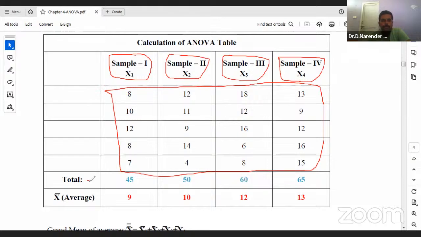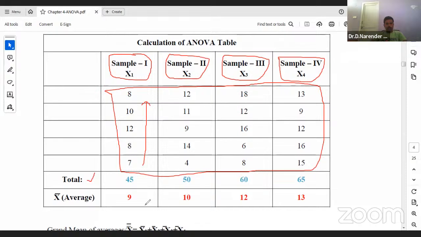Then the first step is to do the total of these values above. That is 8 plus 10 plus 12 plus 8 plus 7, which is 45. Then 12 plus 11 plus 9 plus 14 plus 4, the total is 50. Then sample 3: 18, 12, 16, 6, 8. Next, 13, 9, 12, 16, 15. All the totals are 45, 50, 60, 65. These are the total values.